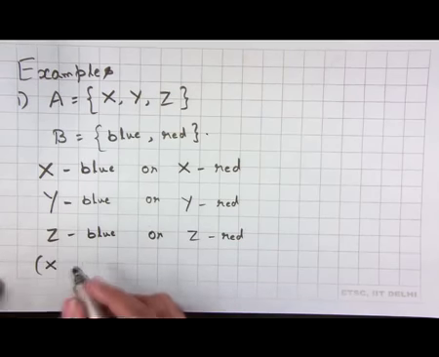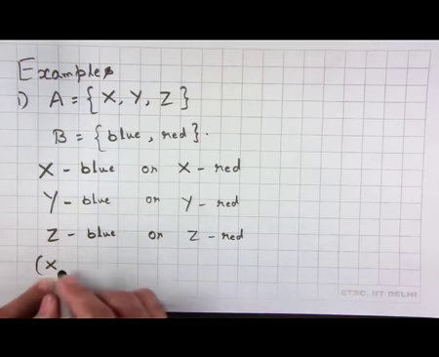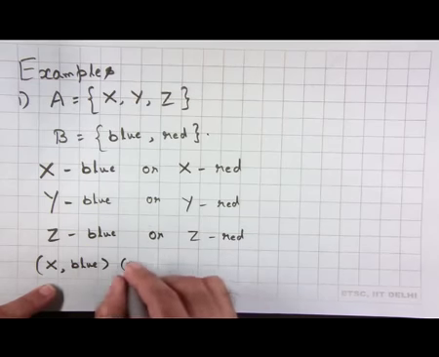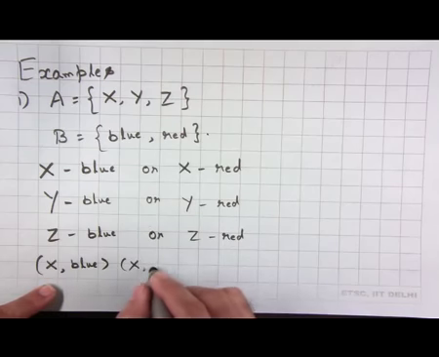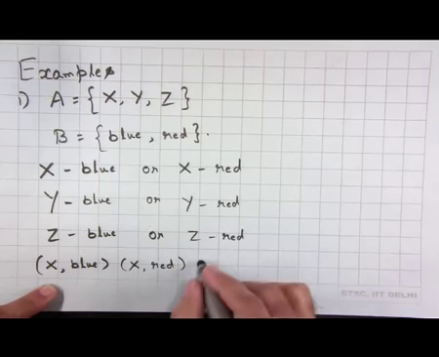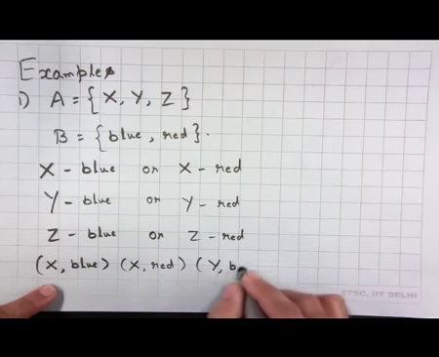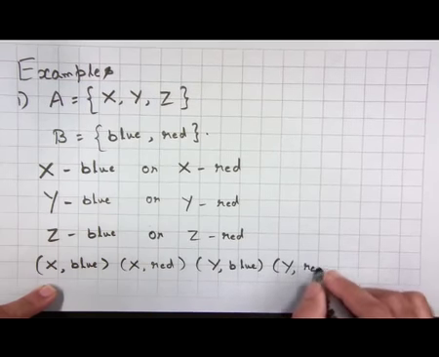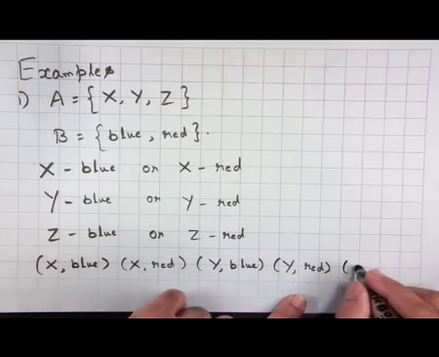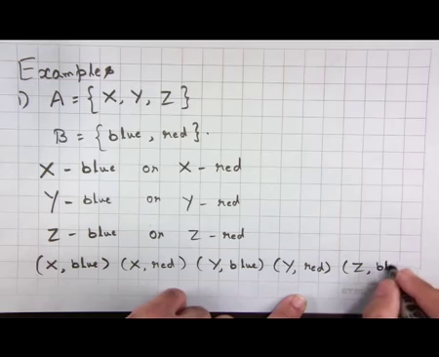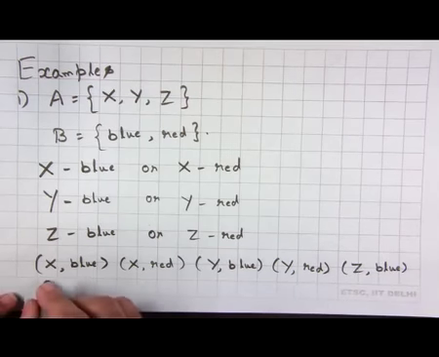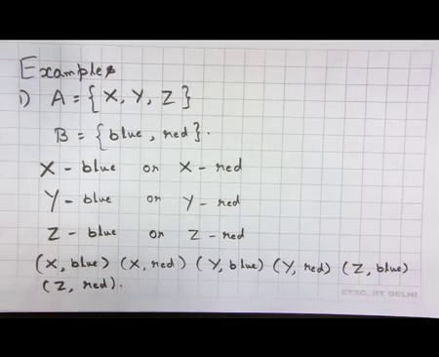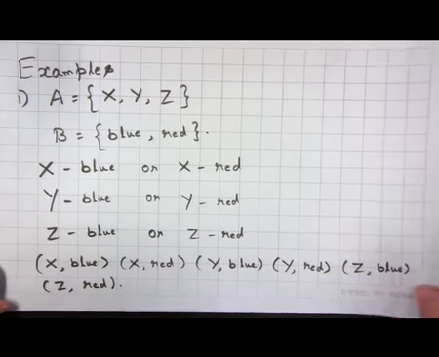First one says you have chosen the bag x and you are trying to put the blue ball inside it. The second one says you have the bag x and the red ball. Third one, the bag y with the blue colored ball. Fourth one, bag y with a red colored ball. Fifth one, the bag z with a blue colored ball, and finally bag z with a red colored ball. Totally we have 6 possibilities.